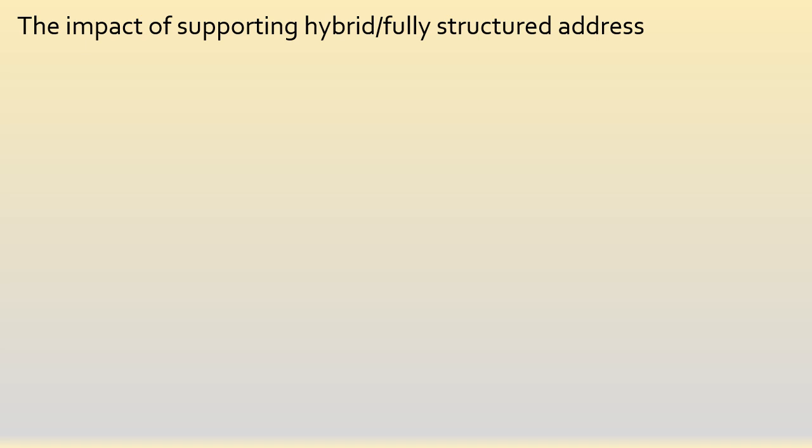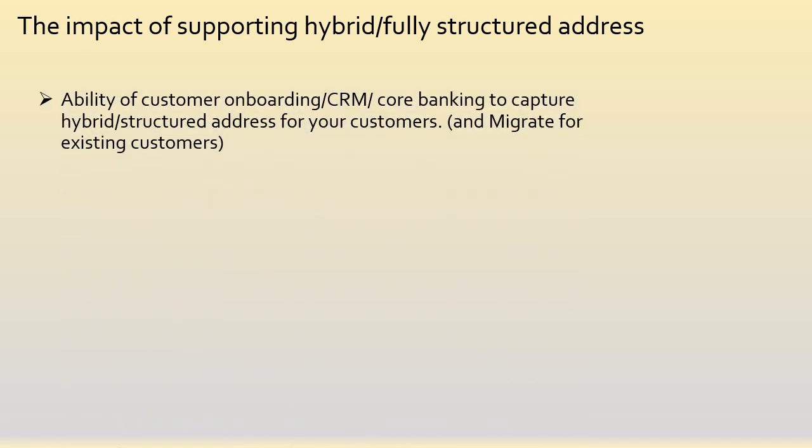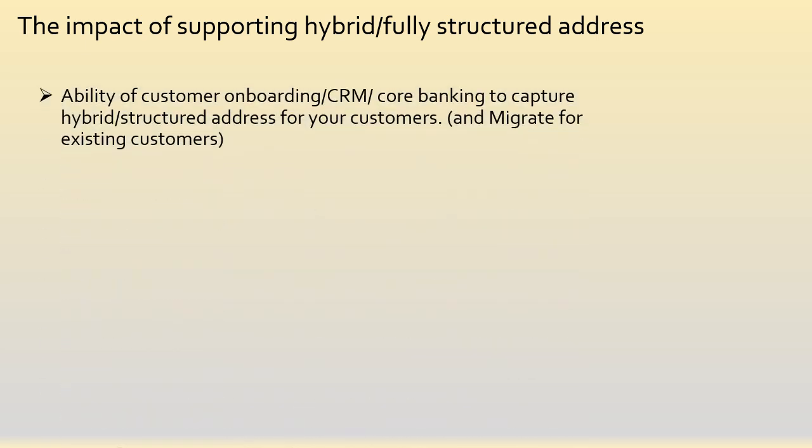Now, what's the impact? It's not an easy change. So Swift has given adequate timelines for this. The whole of year 2026 is going to be a transition year. So in the meantime, you should have the ability in your customer onboarding or the CRM or core banking to capture the hybrid or the structured address for your customers. And of course, you need to migrate it for your existing customers because this is the address which goes out in your field 50K and so on for ordering customer.